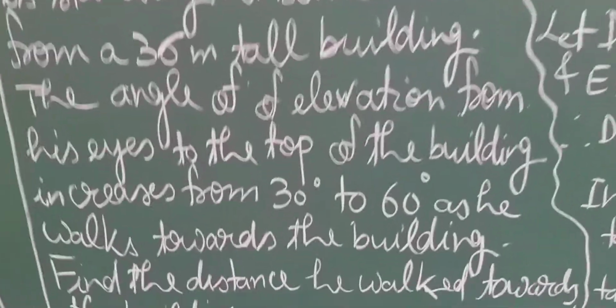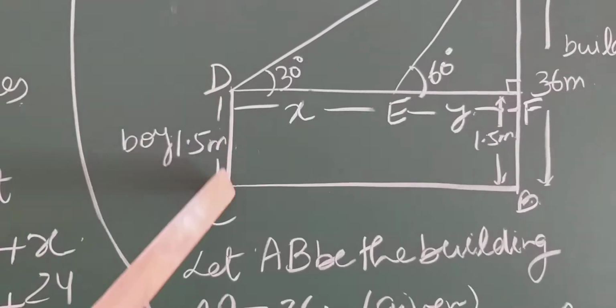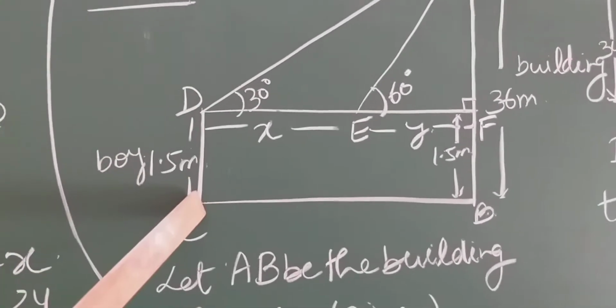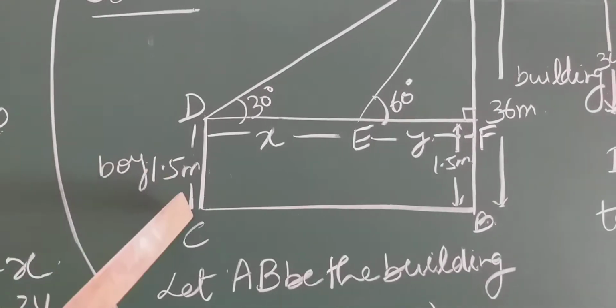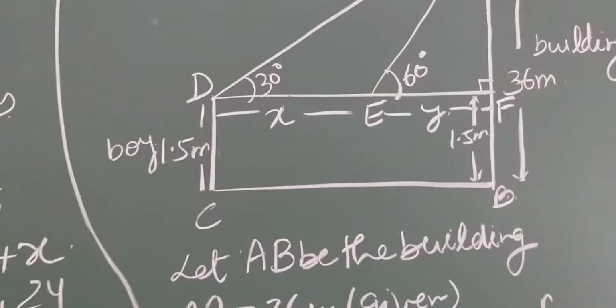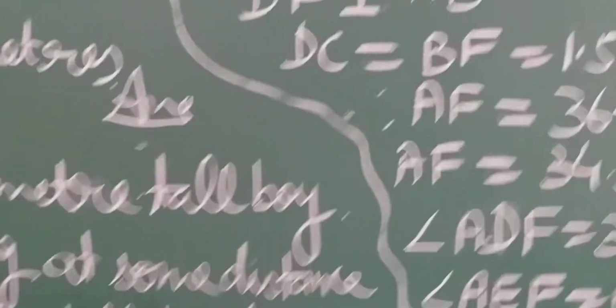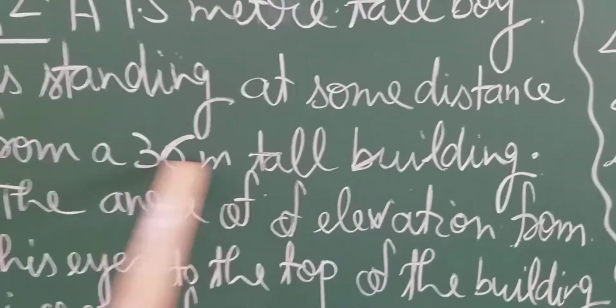So let us draw the diagram of the 1.5 meter tall boy. I have drawn the vertical line to show the height of the boy. So DC is the height of the boy. It is 1.5 meter. Now the building height is given to us, 36 meter.